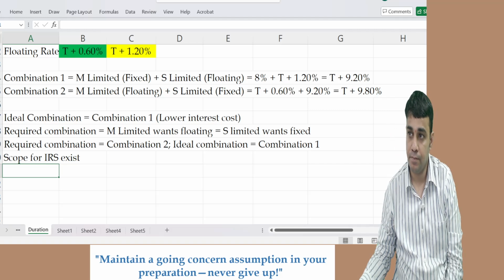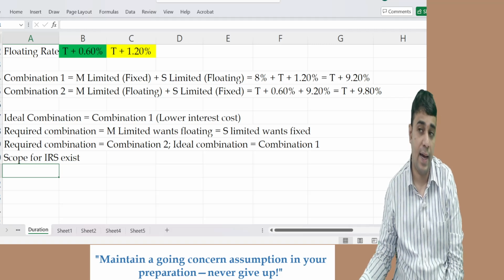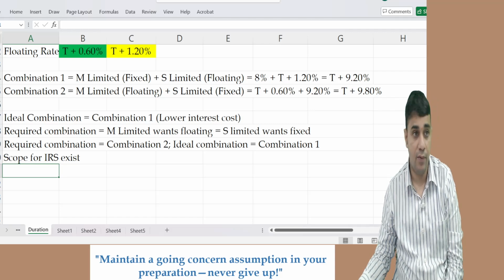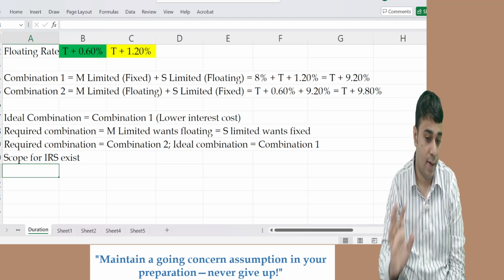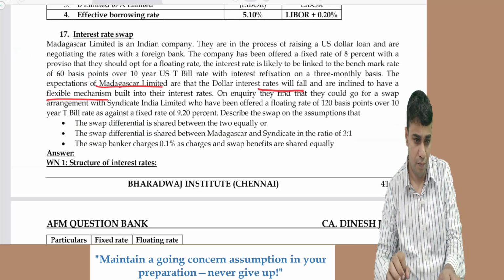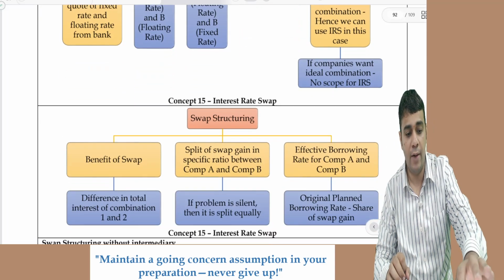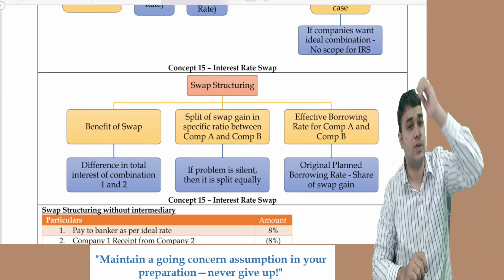Clear? Now, what will IRS do? It will also indirectly help me in saving the interest cost. How does it save? You will all understand. Scope for IRS exists. Any doubts till this? Now I have to do swap structuring. I have to structure the swap.